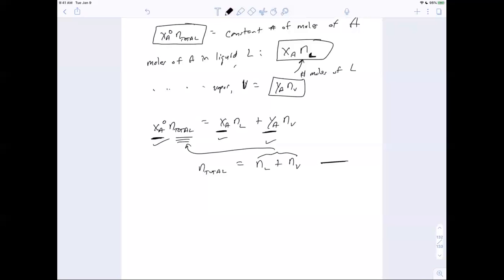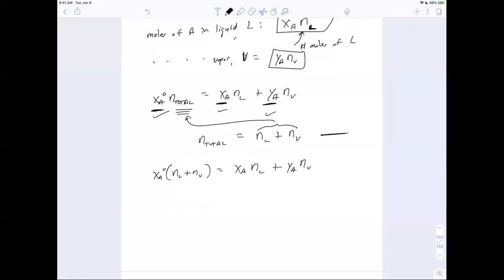into this equation. So we have XA naught times N liquid plus N vapor is equal to XA times N liquid plus YA times N vapor. Okay. Now we're just going to do some algebra, and what we want to do is collect all of the N sub L terms and the N sub V terms so that we can manage this a little bit because they're all split.